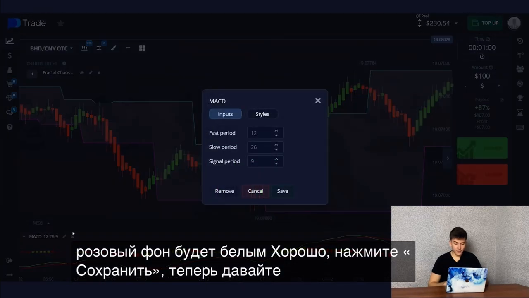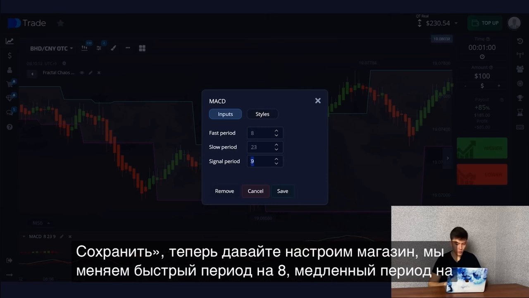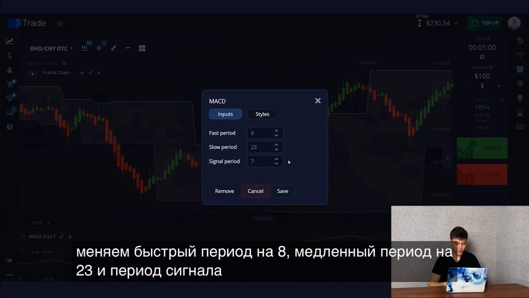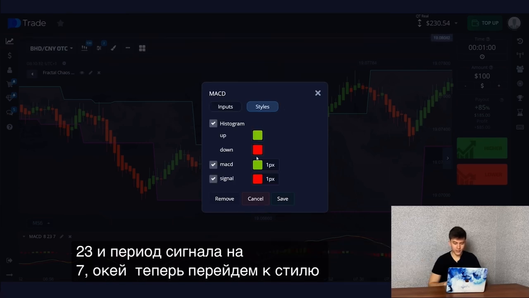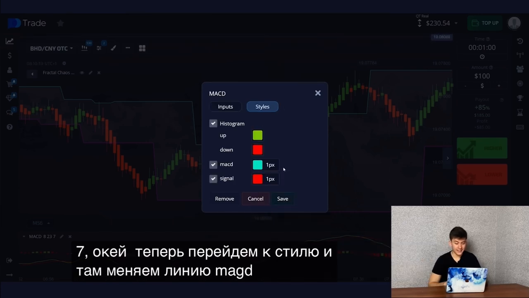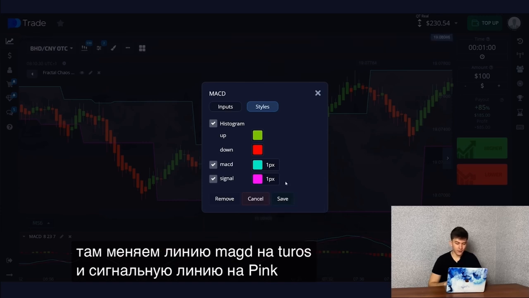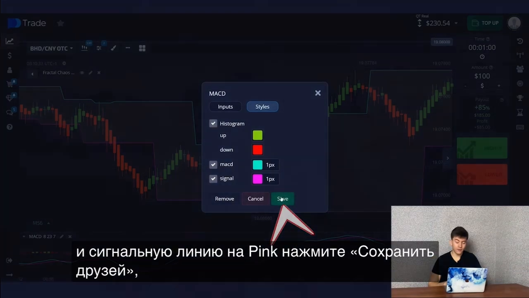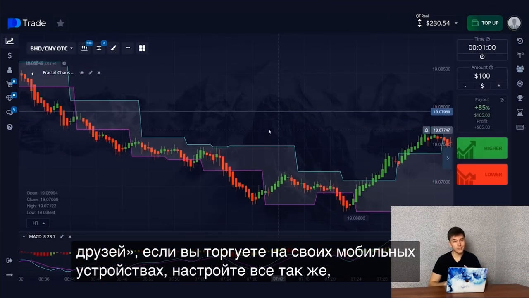Now let's set up MACD. Here we change fast period to 8, slow period to 23, and signal period to 7. Okay, now let's go to the style, and there we change the MACD line to turquoise and the signal line to pink. Click save. Friends, if you trade on your mobile devices, set up everything the same way. Let me show you.